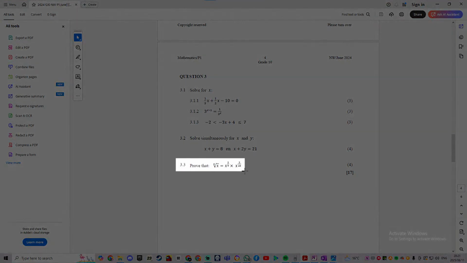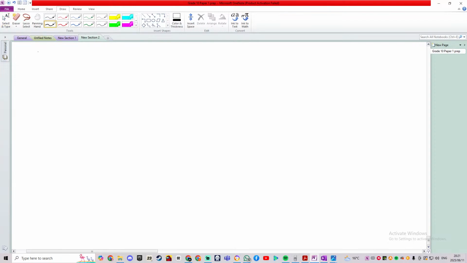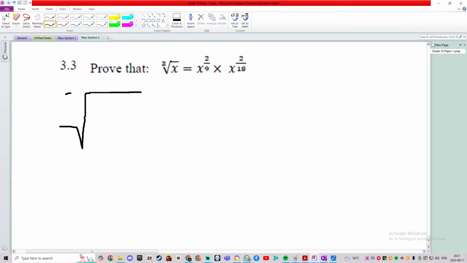This is also a nice one. Prove that. Let me just show you what it is. It's cube root of x is equal to this. You need to prove this.